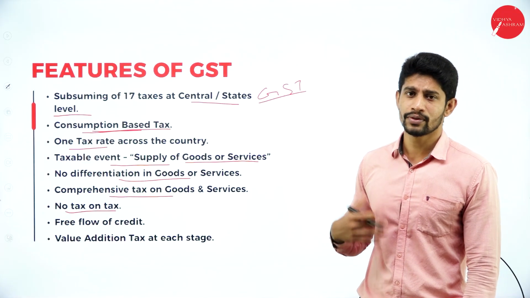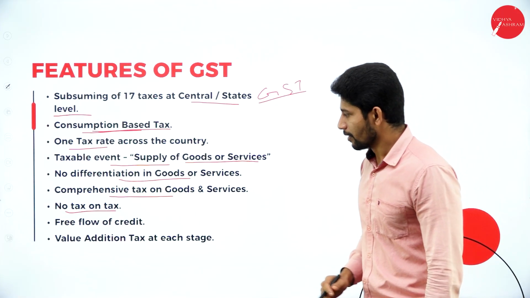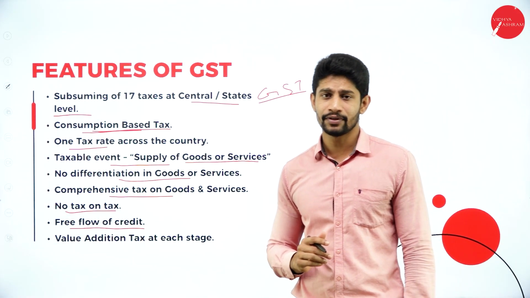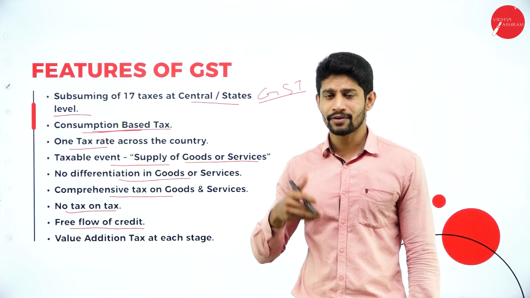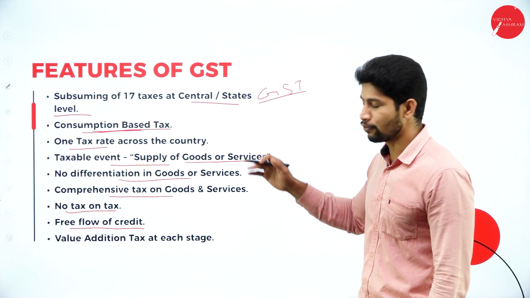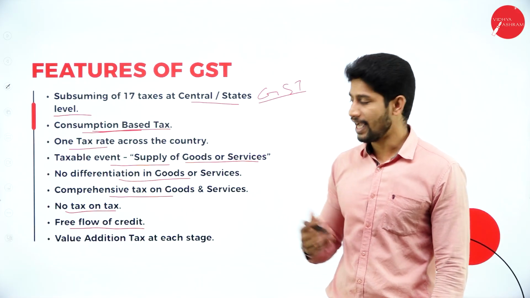We will not be imposing tax on tax in the middle of the supply chain. Next, free flow of credit. Yes, free flow of credit with respect to input tax credit. So the manufacturer will be getting the benefit of input tax credit. So they will get the free flow of credit and they can easily claim the credit of tax.